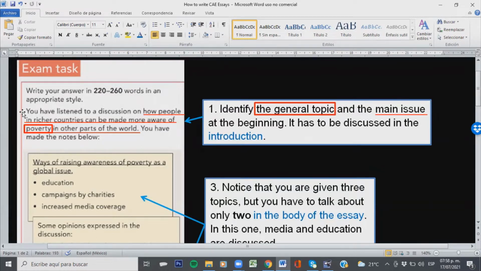Let's read it. You have listened to a discussion on how people in richer countries can be made more aware of poverty in other parts of the world. The very general topic is poverty, and the main issue is something more specific. In this case, how people in richer countries can be made more aware of it. It's important to notice these two things because this will help us structure the introduction.